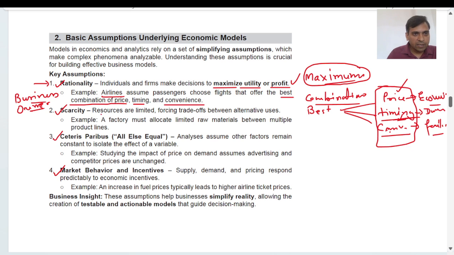Now scarcity is already discussed in economics, but resources are limited, forcing trade-off between alternative uses. As we have very rare, very small resources, very less resources, how can we utilize these resources 100% without wasting? Just like for an example of biomass.